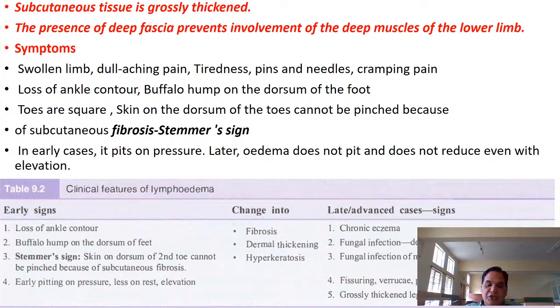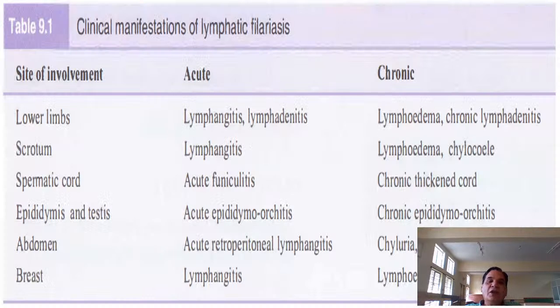That means in early stages, rest and elevation reduces the edema. Later on, it turns into fissuring and grossly thickening skin with rugosity, called an elephant leg. So these are all diagnosed as an elephant leg in lymphedema of filariasis. So what are the clinical manifestations? Different parts. You also go through this.